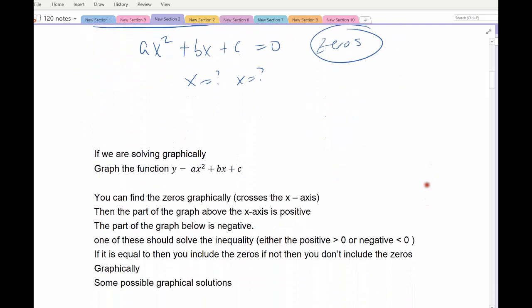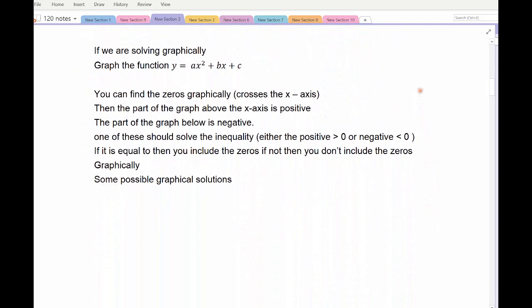So before we get into that, though, there's some important things that you should, again, know about solving graphically. So again, graph the function, so we'll graph our quadratic. Find the zeros, right? Always start with finding the zeros where it crosses the x-axis, and you can do that graphically. And then what you're looking for is when is the graph positive and when is the graph negative. Right? When it's above the x-axis, it's positive. When it's below the x-axis, it's negative. Right? One of those should solve for your inequality, because if it's greater than 0, we want the positive part. If it's less than 0, we want the negative part, the below the axis part.